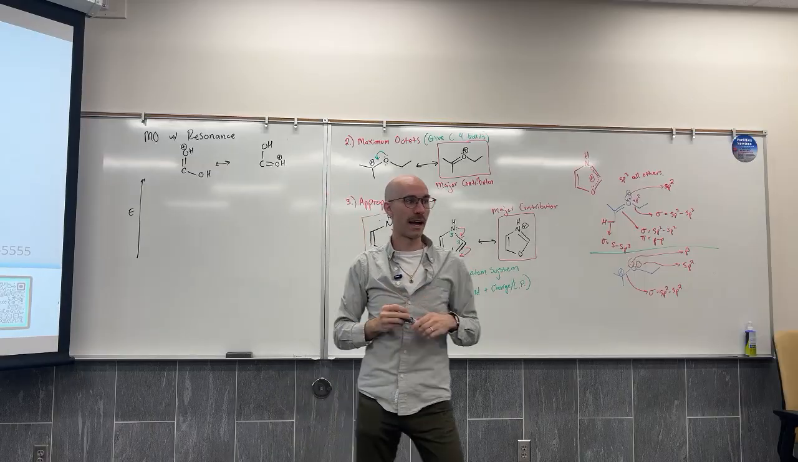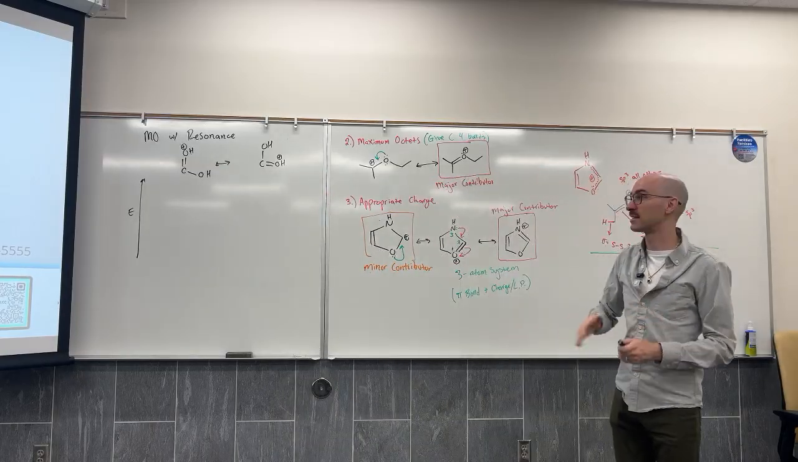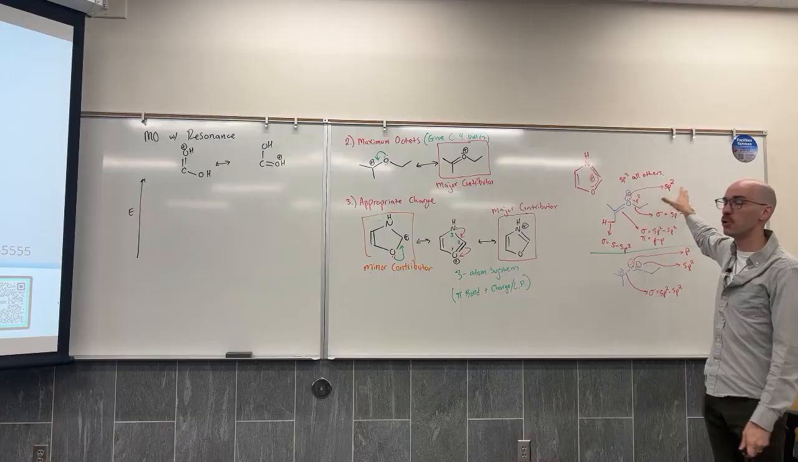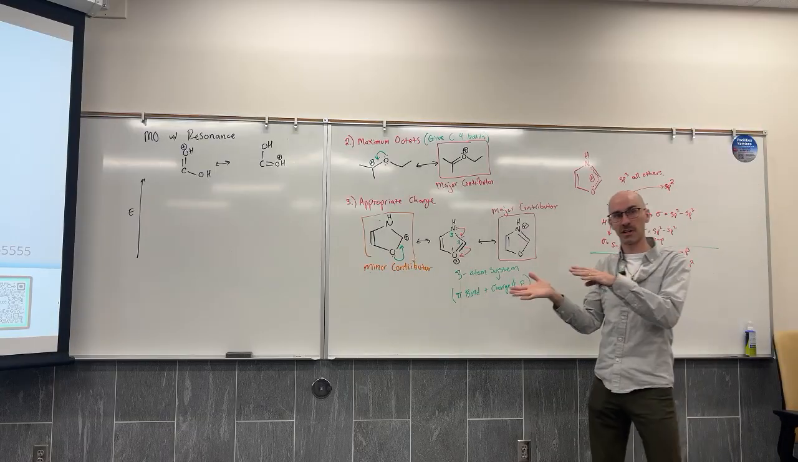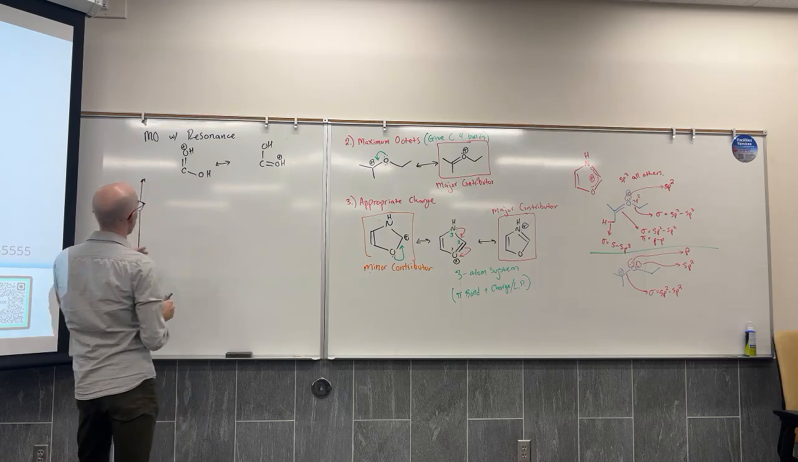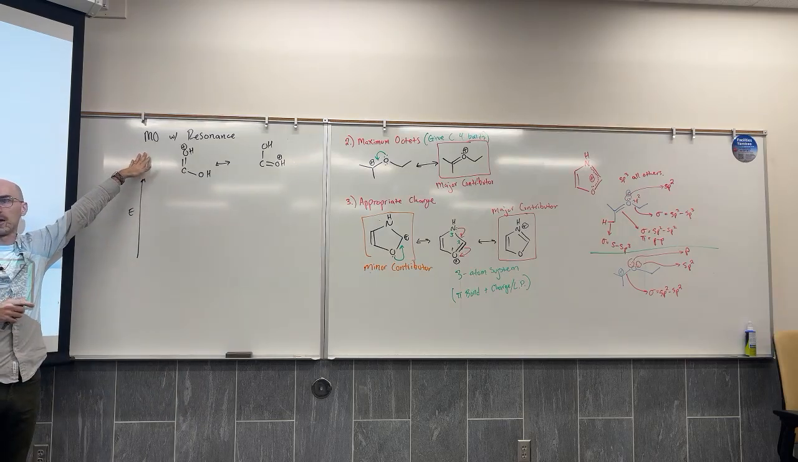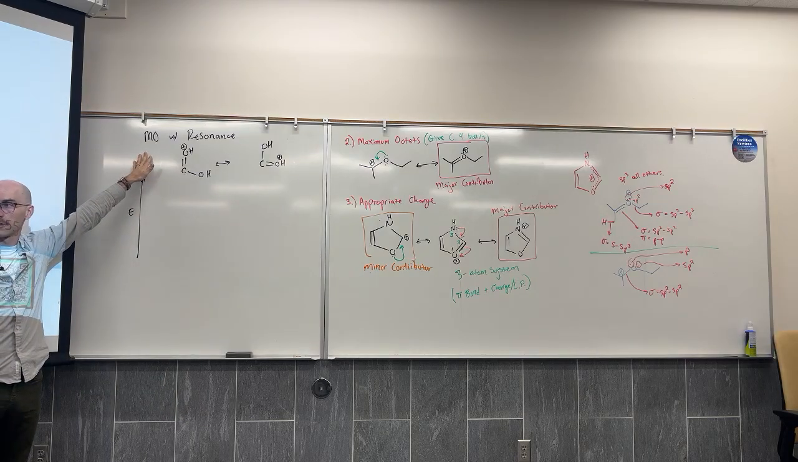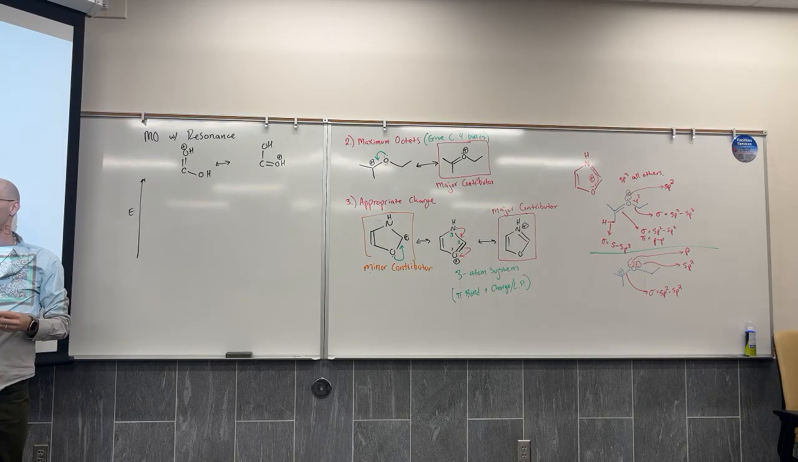Okay, now I want to talk to you about how MO theory depicts resonance. Here we've been showing movement of electrons. Take an electron arrow, move the electrons somewhere else. But MO theory says that electrons are delocalized. They're not moving because they're already there.